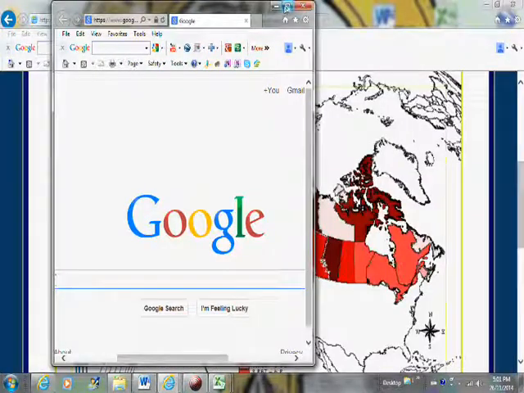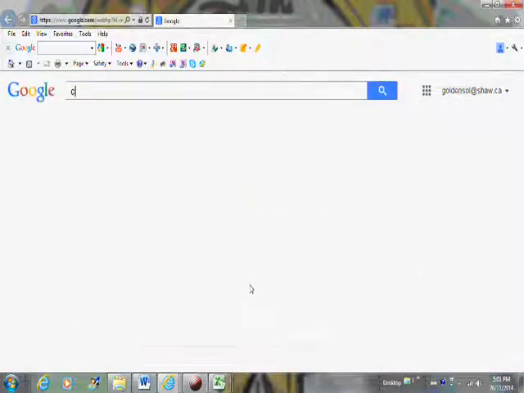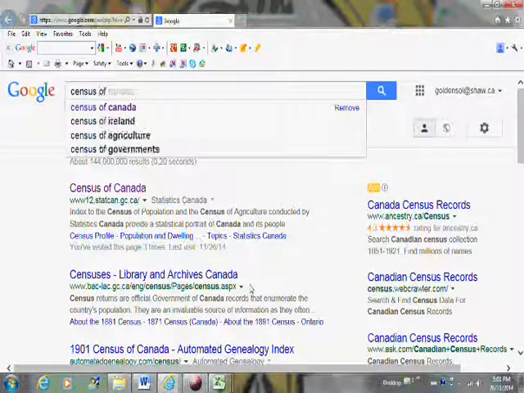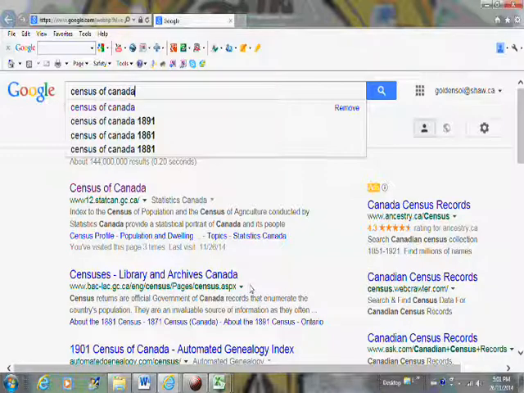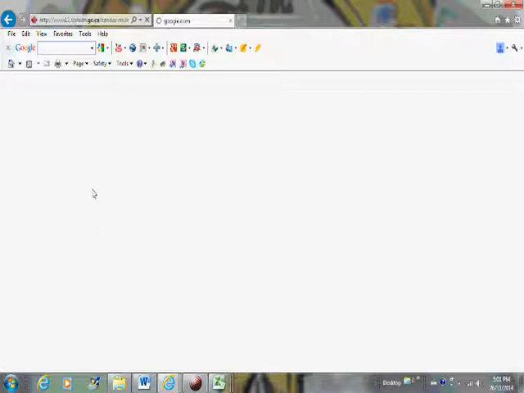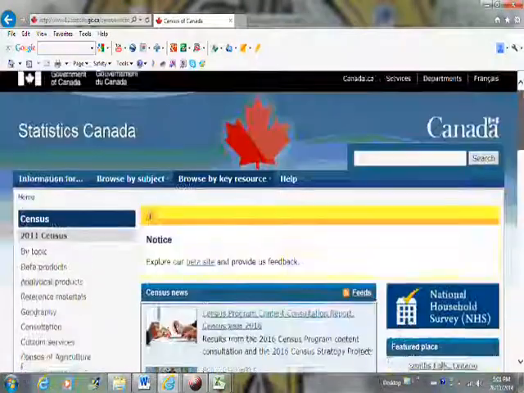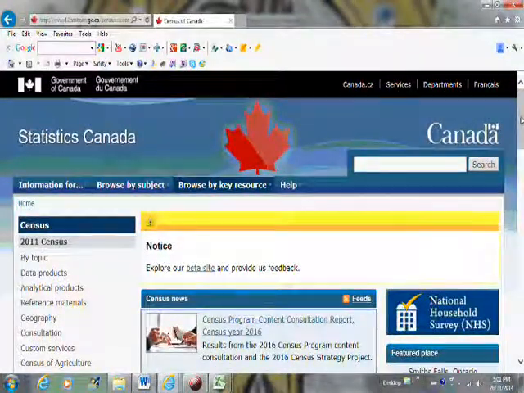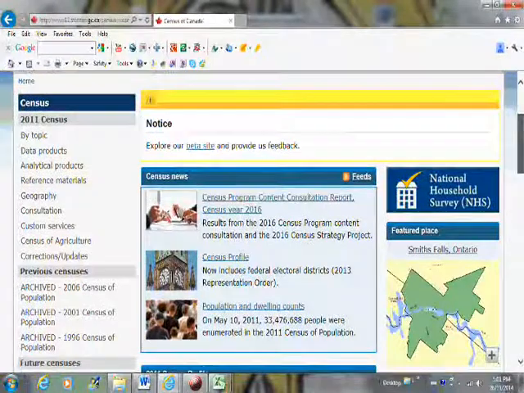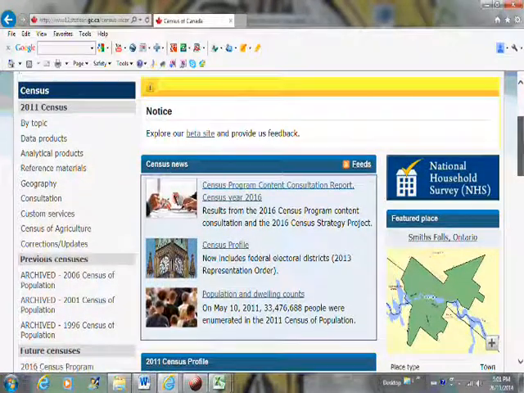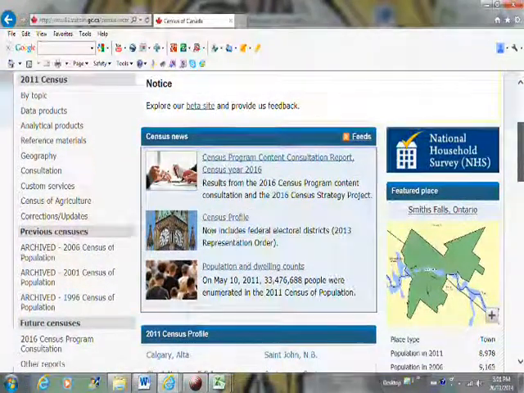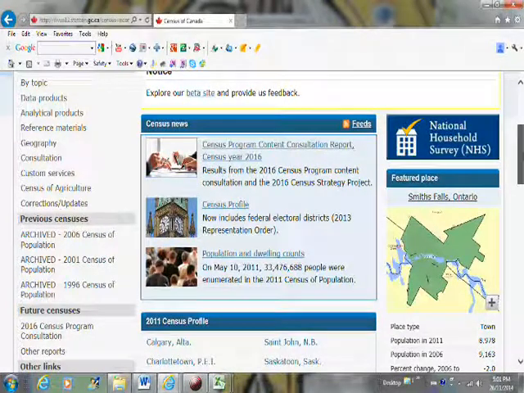So what we're going to do is go to any search engine and just type in Census of Canada, and there we have it. Statistics Canada provides a great deal of information, and some people might even call it big data. So how do you find what you're looking for unless you're familiar with searching and going through and familiarizing yourself with the tremendous amount of information from Statistics Canada?